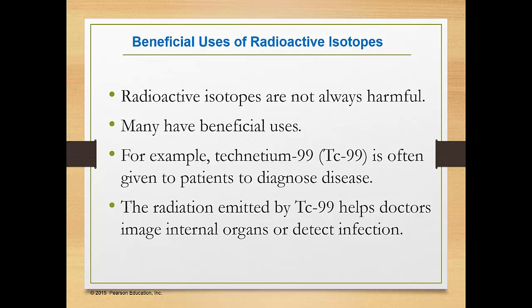Now, there are some beneficial uses to radioactive isotopes, and for those of you who've ever worked in any sort of medical industry, you know this already. There's a lot of beneficial uses to radioactive isotopes. So, for example, technetium-99 is very often given to patients to help with diagnosis of disease, because it's a very low-level emitter, and it emits at a low enough level that doctors can image the internal organs, or they can detect an infection. They can see something that's different that way.